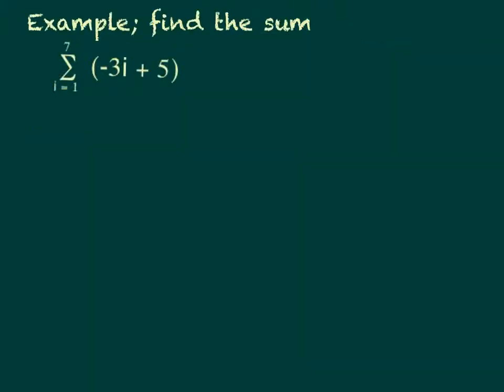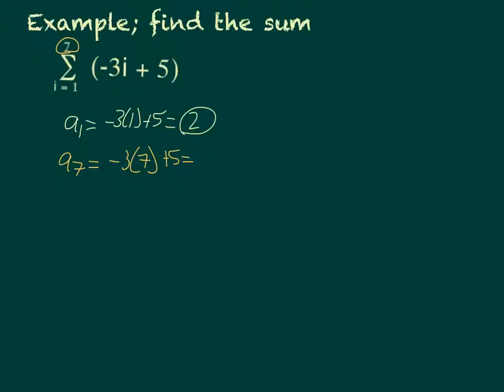For this next example, we have the summation from i equals 1 to 7 of negative 3i plus 5. So again, we want to find my a sub 1, which would be negative 3 times 1 plus 5. Negative 3 times 1 is negative 3. Negative 3 plus 5 is a positive 2. And then I want to find my a sub 7 because my highest number is 7. So a sub 7 is equal to negative 3 times 7 plus 5. Negative 3 times 7 is negative 21. And negative 21 plus 5 is a negative 16.